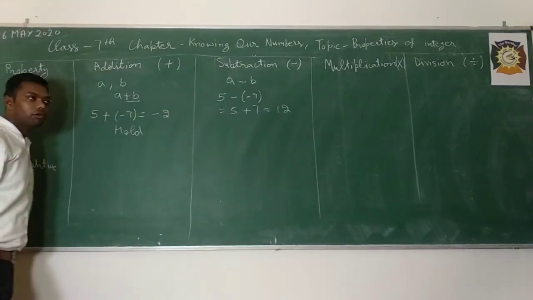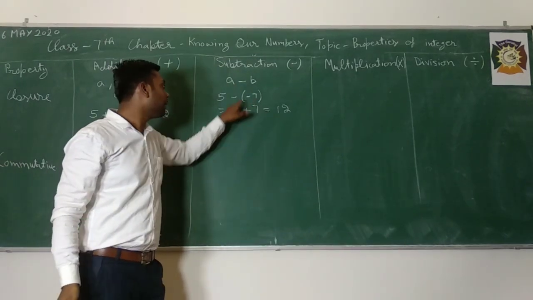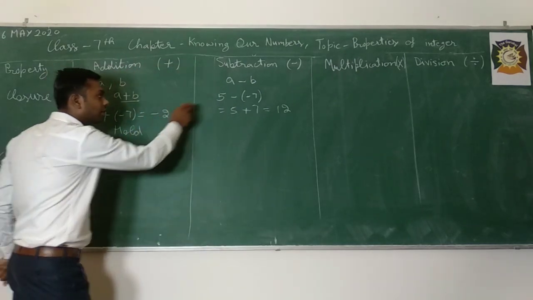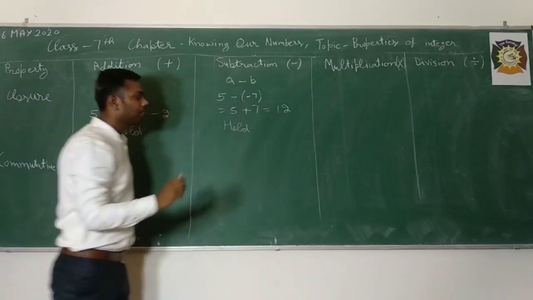5 is an integer, minus 7 is also an integer. After subtraction, what do we get? 12. 12 is also an integer. So we say that the closure property holds in subtraction.